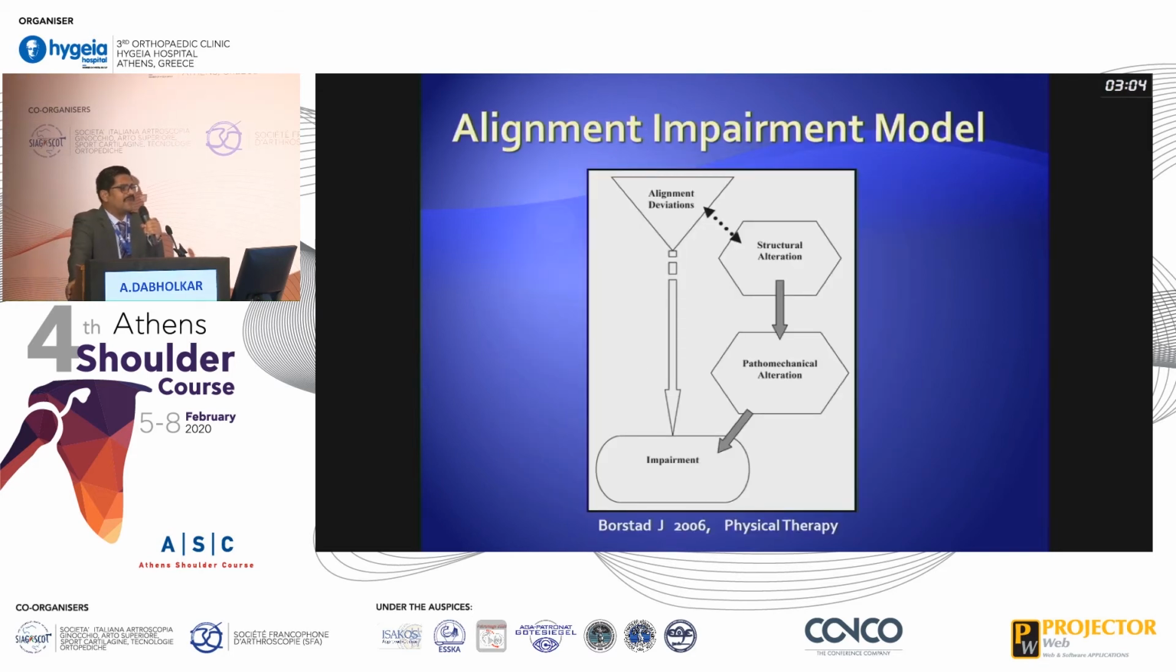What is the alignment impairment model? Any soft tissue tightness can lead to alteration in that structure, which leads to pathomechanical alteration and leads to impairment. That's one of the important points. The person, John Bostard, talks about pectoralis minor tightness and explained the long and short head of the pectoralis minor, which leads to altered scapular kinematics.